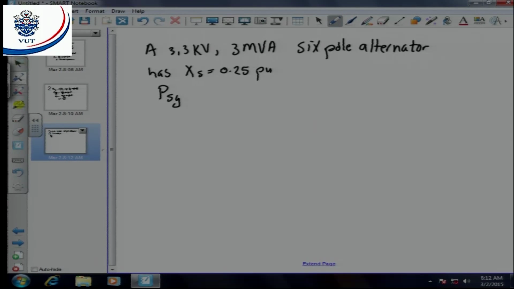Now the first step, E is equal to V plus IA ZS. So therefore that will be 1 angle 0 plus 1 angle minus 36,87. The power factor in this case was 0,8 lagging. Times 0,25 at an angle of 90 degrees, which gives us 1.167 at an angle of 9.9 degrees.